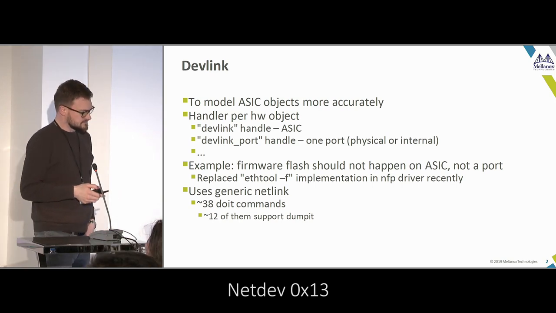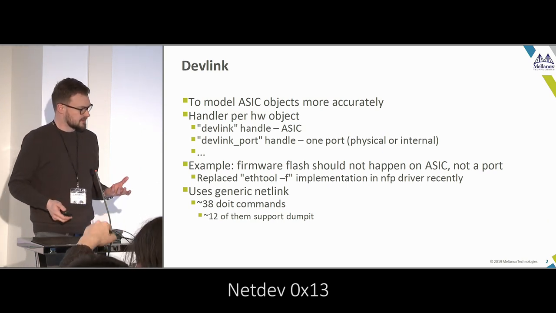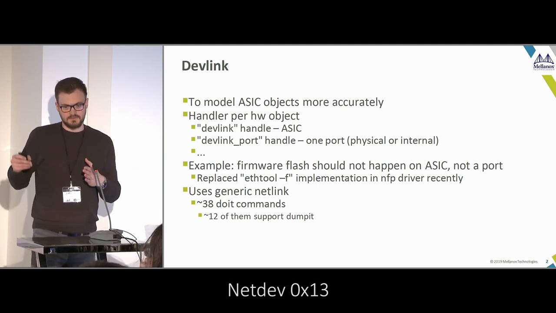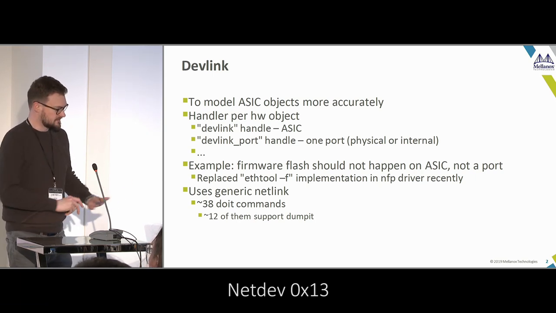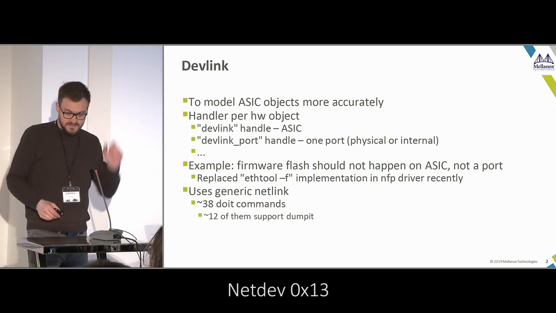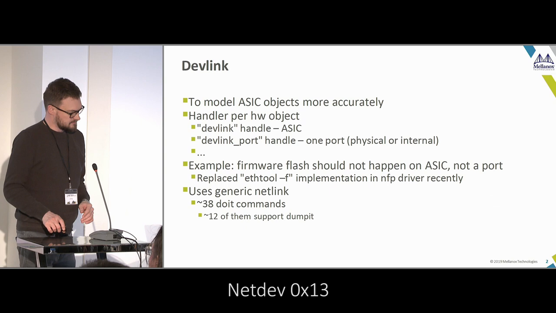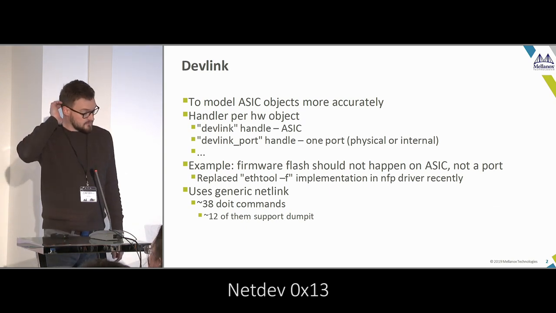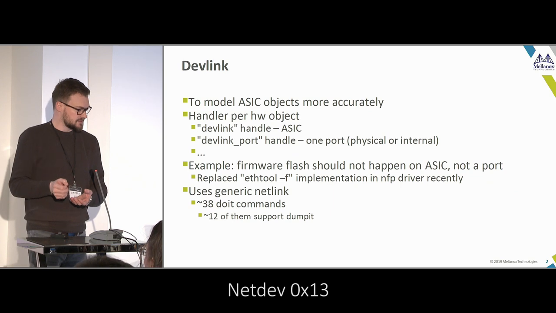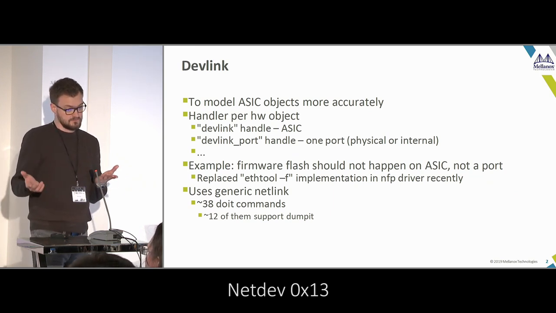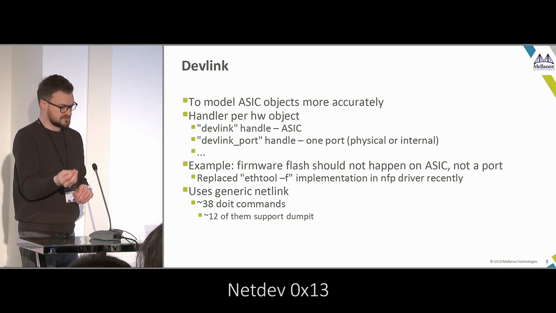Okay, all right. So basically, it was introduced to model the ASICs in a more accurate way. In a typical NIC, you have one port and you have eth0 for that. That's the standard model. But there are NICs which have more ports, but it is one single ASIC. So in that case, it doesn't really make sense. If you want to flash firmware on this ASIC, you have two netdevices, and you use ethtool -f for one of those netdevices. It's kind of weird, because when you flash one of the netdevices, you are actually flashing both, because it's a single ASIC.